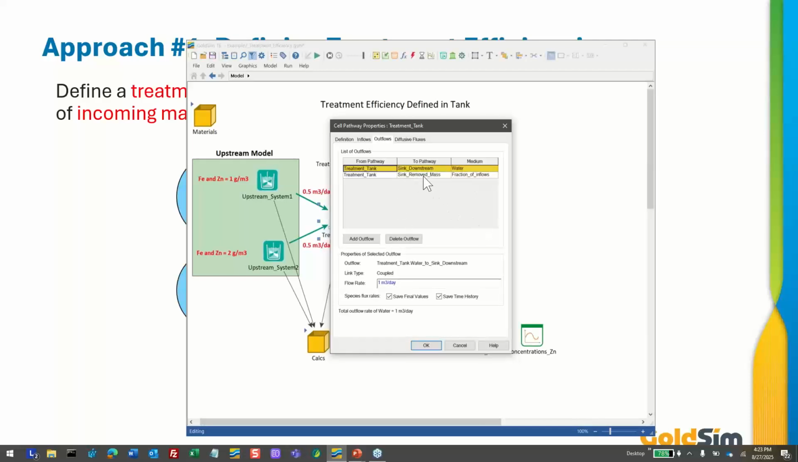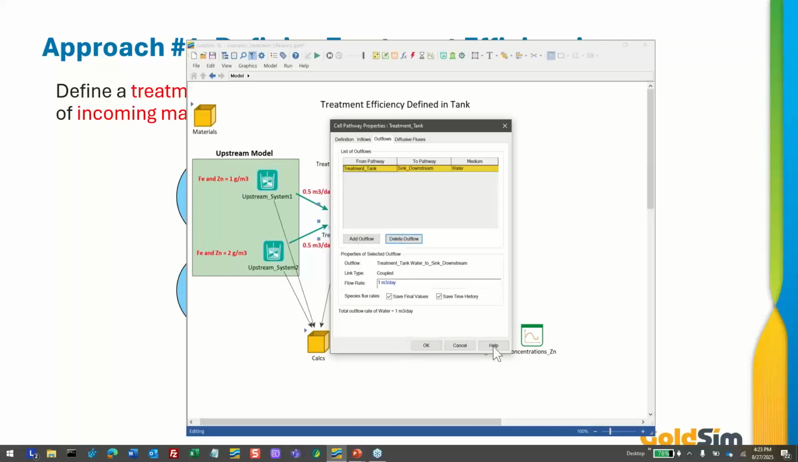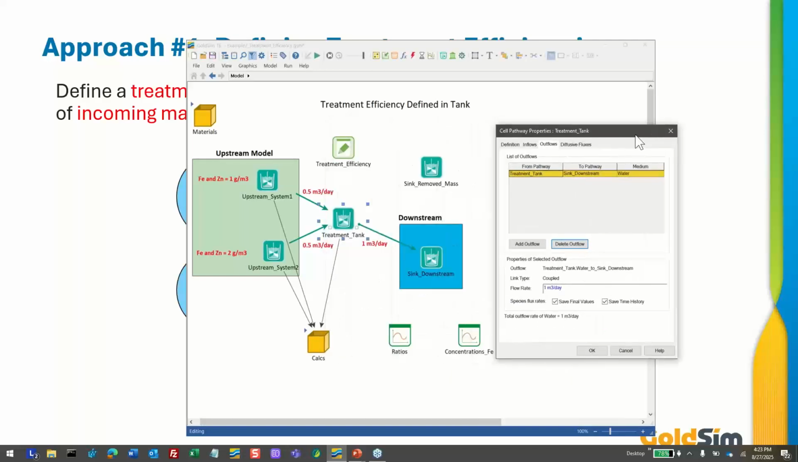But what we've added is a second type of outflow here. It's a special type of outflow. You see the medium, there is no medium specified. It literally says fraction of inflows. So what does that mean? Well, let's recreate that. I'm going to go ahead and delete that, and now I'm going to add it again.